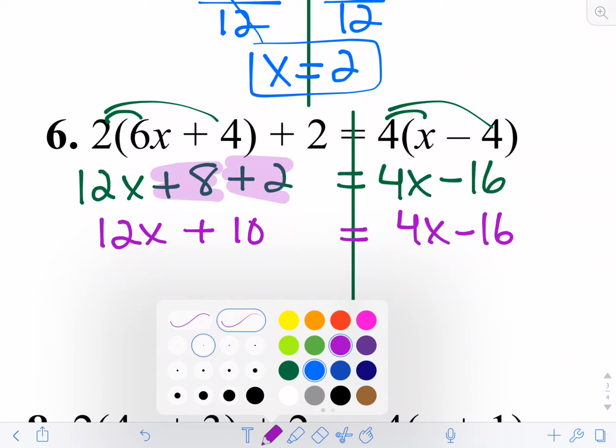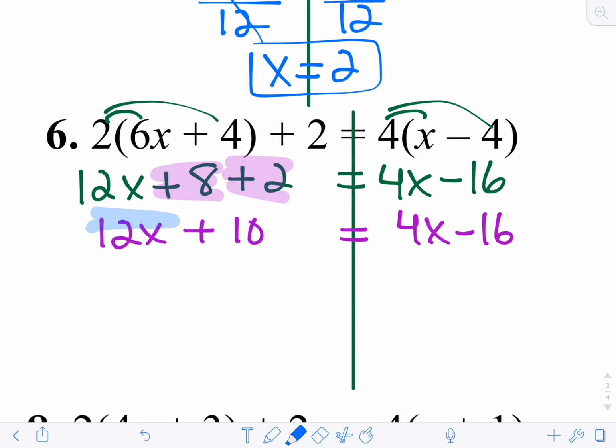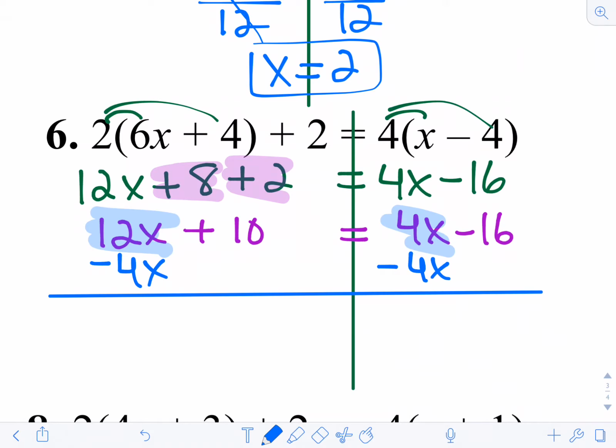Right? Get your x's on the same side. So here are my x's. You always want to move the smaller one. It makes the problem easier. So I'm going to subtract 4x because 4 is smaller. So those cross off. 12 minus 4 is 8. So 8x plus 10 is equal to -16.